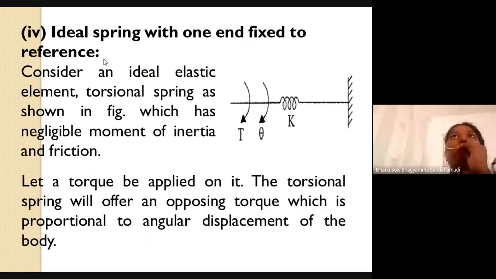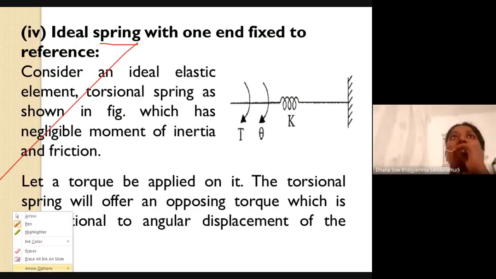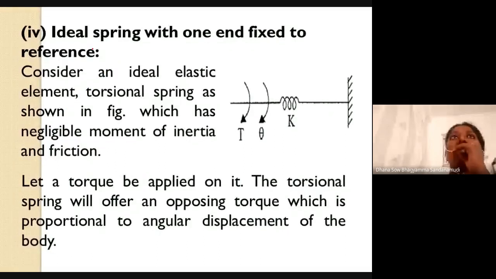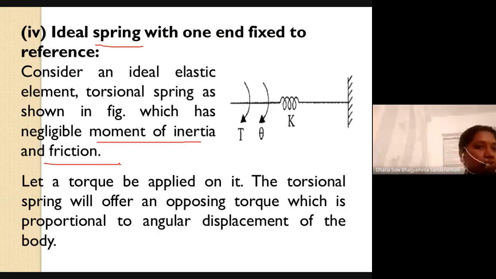Okay, next, let us consider one more ideal case: an ideal elastic element or a spring here. I'll consider an ideal elastic element, which means only elasticity is there, but no moment of inertia and friction. So the opposing torque is only due to elasticity, not due to moment of inertia and friction.